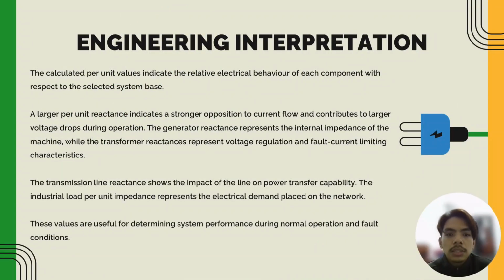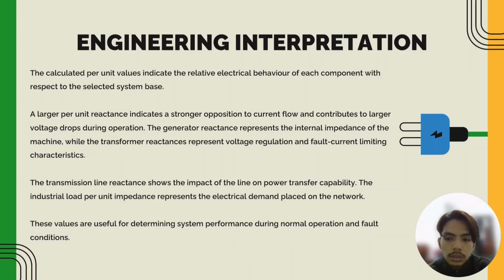Next, my slide is engineering interpretation. The calculated per unit values indicate the relative electrical behavior of each component with respect to the selected system base. The larger per unit reactance indicates a stronger opposition to the current flow and contributes to a larger voltage drop during operation.